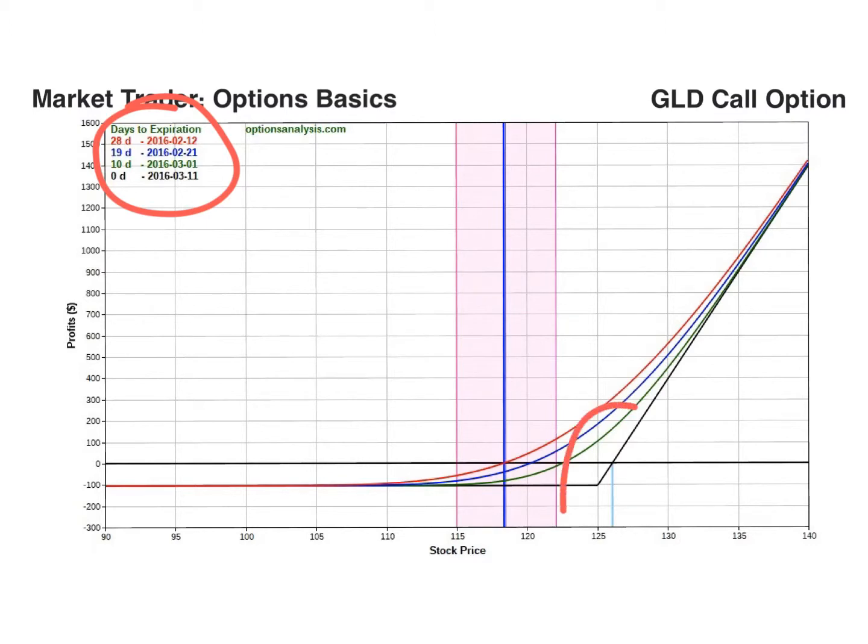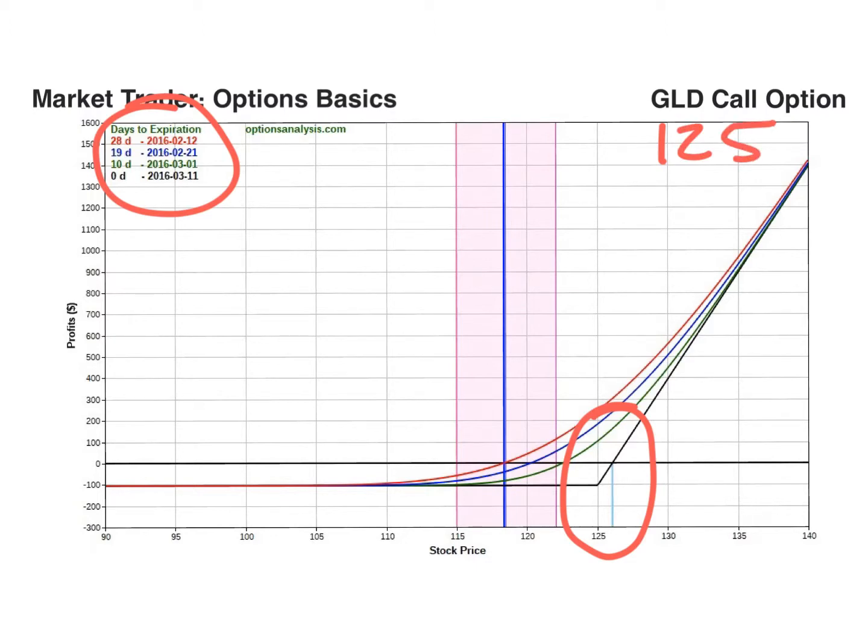The next thing to notice is what is the strike price of this particular call option. That's easily found by looking at where the graph changes direction. In this case, it changes direction at the $125 stock price or strike price. So we would say that this GLD call option has a 125 strike.